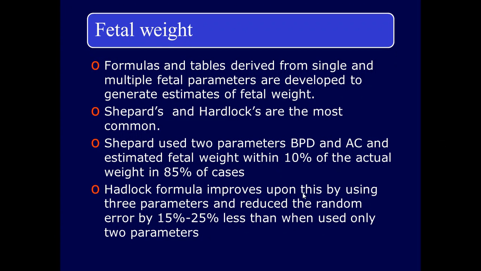Shepard's used two parameters, BPD and abdominal circumference, and estimated fetal weight within 10% of the actual weight in 85% of cases. The Hadlock formula improves upon this by using three parameters and reduced the random error by 15 to 25% compared with using only two parameters.